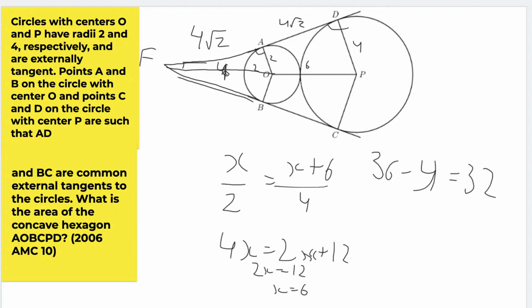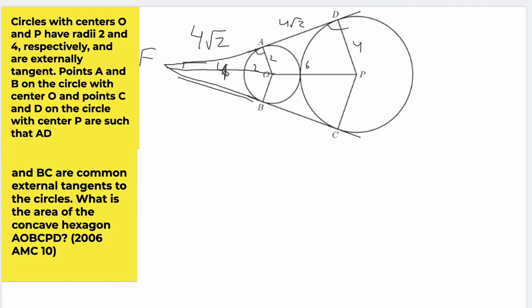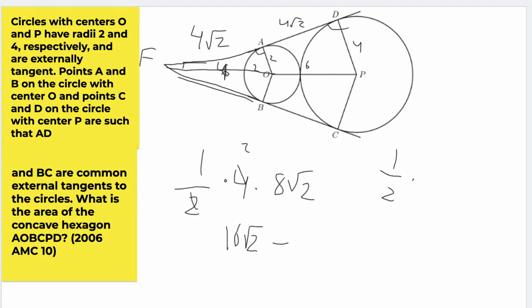So now, the area of the bigger triangle. Now I'm going to erase this and rewrite it. So the area of the bigger triangle, which is 1 over 2 times 4 times 8 square root of 2, this becomes 2, which is 16 square root of 2, minus the triangle FAO. The segments are 1 over 2 times 4 square root of 2. However, these twos just cancel out. We get 4 square root of 2.